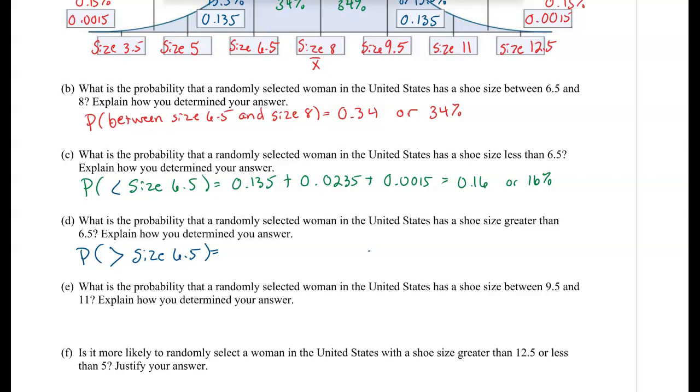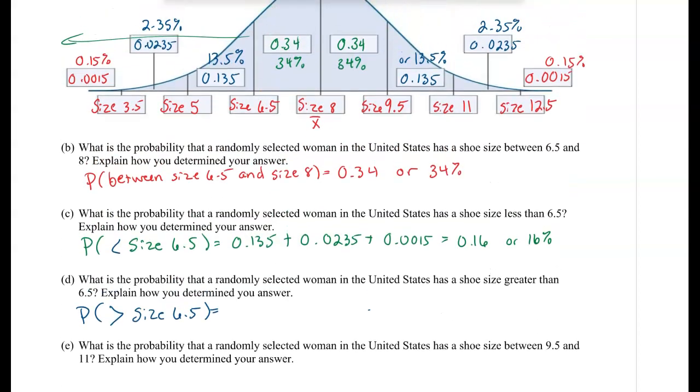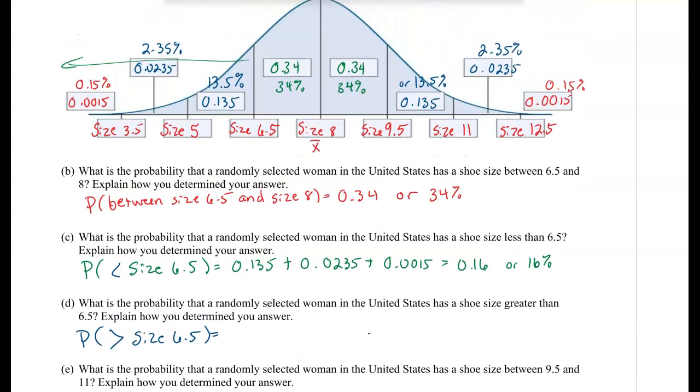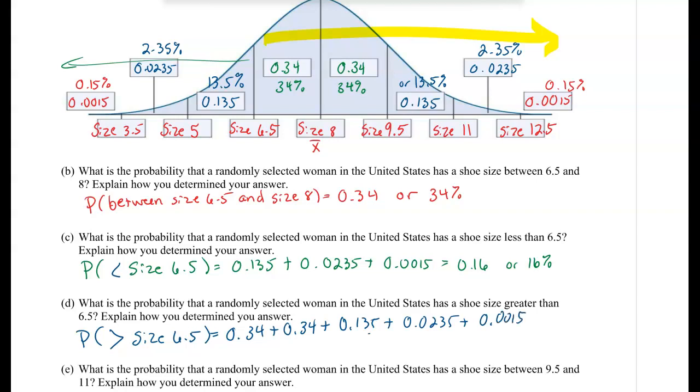Okay, guys, what are we going to do? What's the easy schmeezy part we do with this? Can we just add the probabilities? Yeah, because I'm just going everything, what? This direction, basically, is what I have to add. So when we have this, we got 0.34 plus 0.34 plus what? Yeah, 0.135 plus 0.0235 plus what? 0.0015.